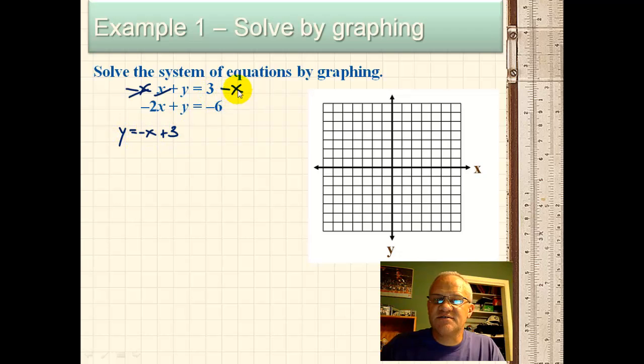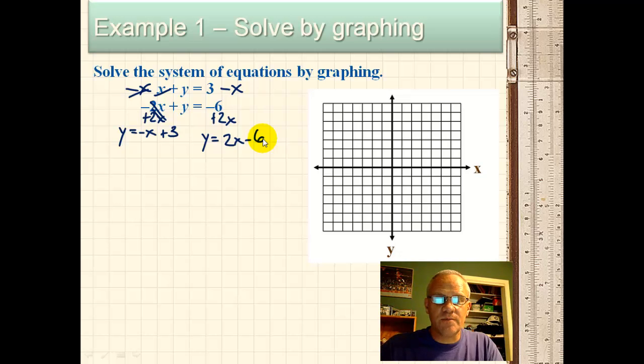If I wrote 3 minus x, I can still do that, but there's more chance that you're going to make a mistake when you go to graph this. So I would highly suggest putting x first. And then the second one, I need to get y by itself, so this time I'm going to add 2x. So these cancel this time. And what do I have left over here? y equals 2x minus 6. So those are the two equations that I'm going to graph.